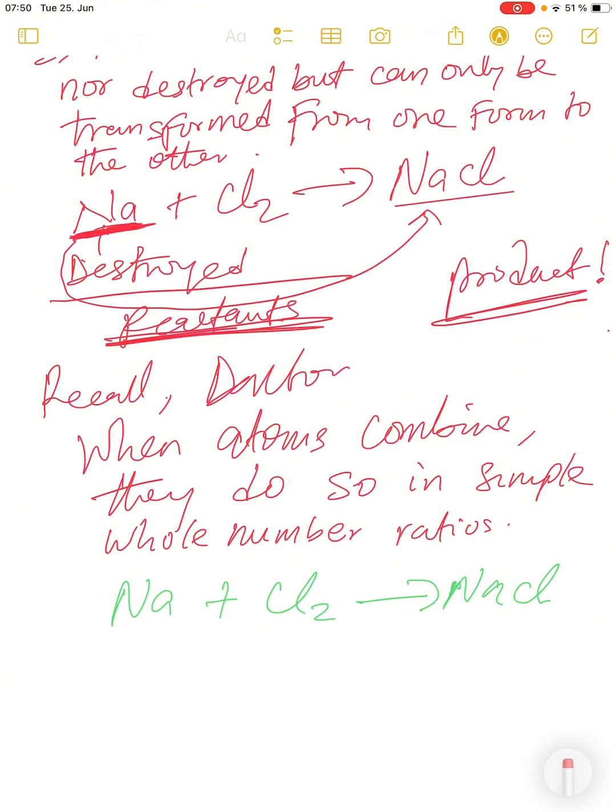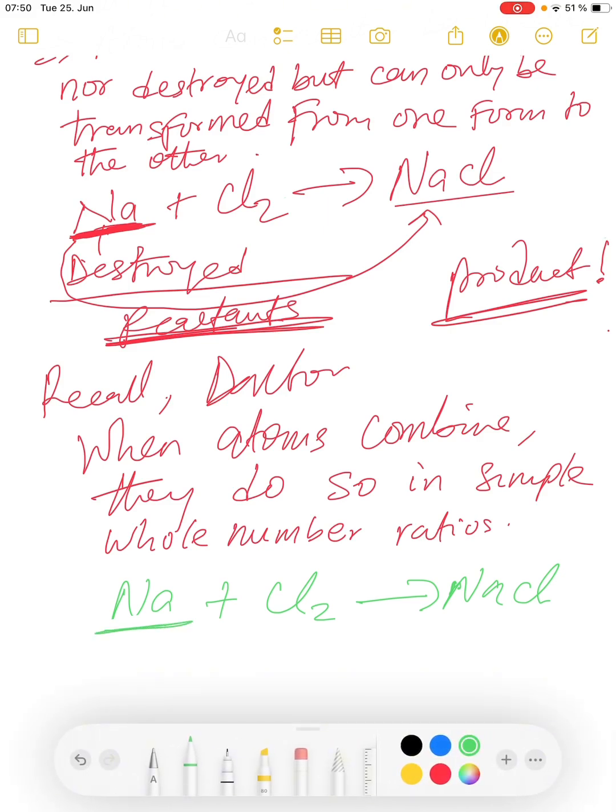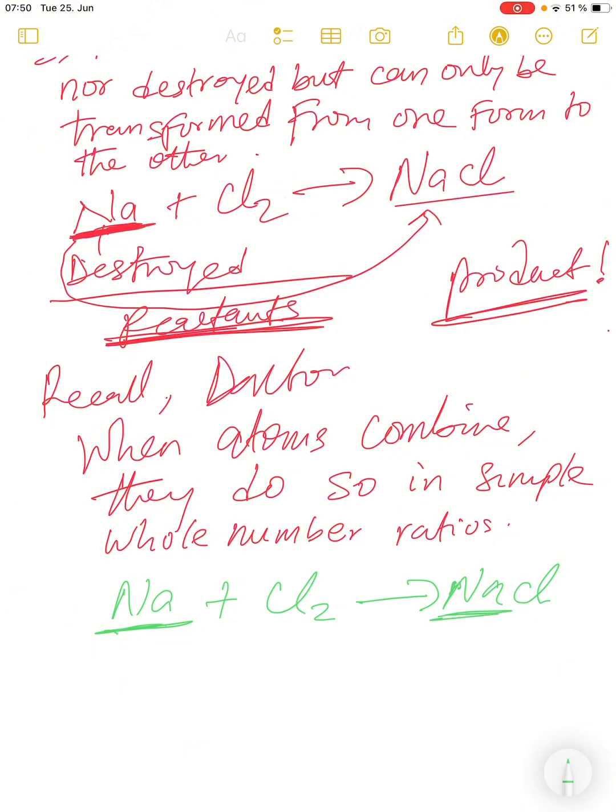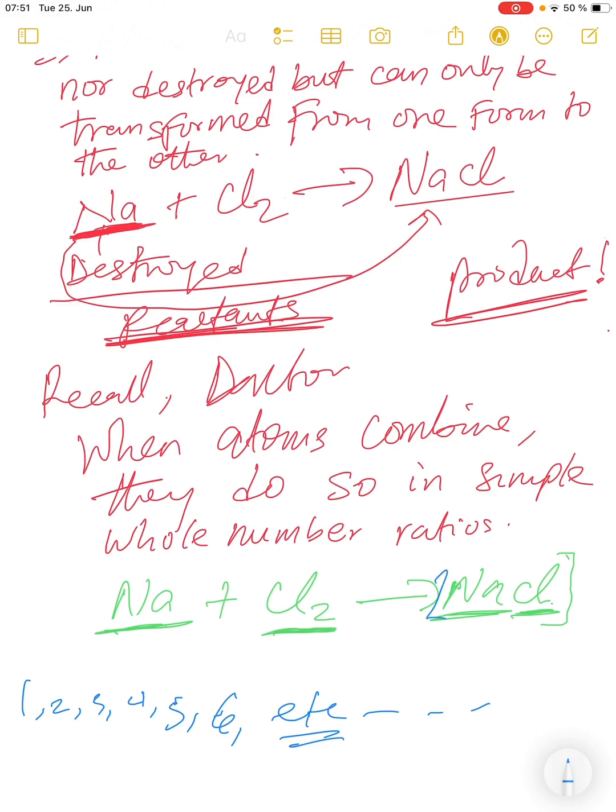So if we have 1 atom of sodium here, and here we also have 1 atom of sodium, at least sodium is balanced. But for chlorine, we have 2 atoms here and only 1 atom of chlorine there. So you are expected to balance the quantity of chlorine, and you can only do that in simple whole number ratio, like 1, 2, 3, 4, 5, 6, etc. So if here is 1, here is 2, they are now in whole number ratio. Mind you, you are not expected to alter the atom here by putting 2. It is not done that way.